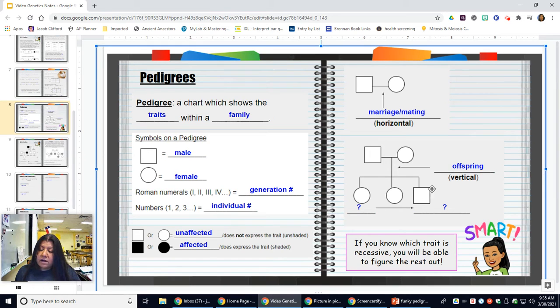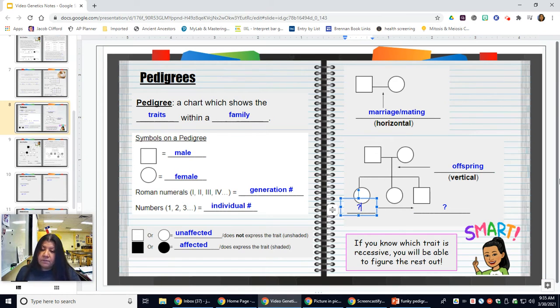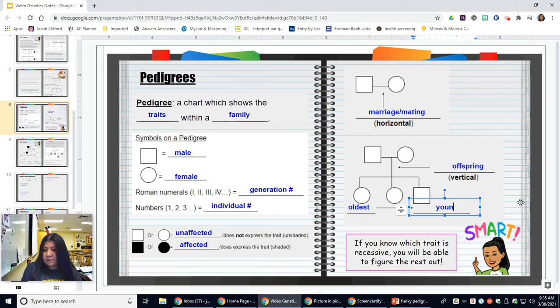Also, when I draw my offspring, I'm going to draw them from oldest to youngest. Okay, so that's why I have 2 females and then the male.